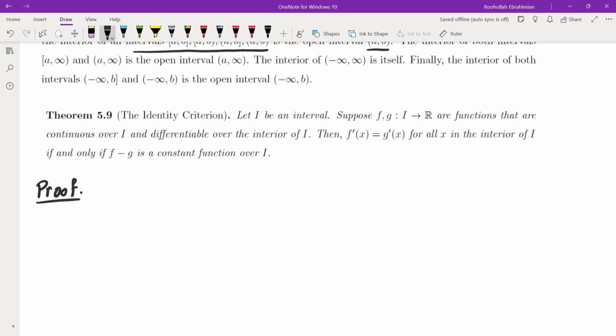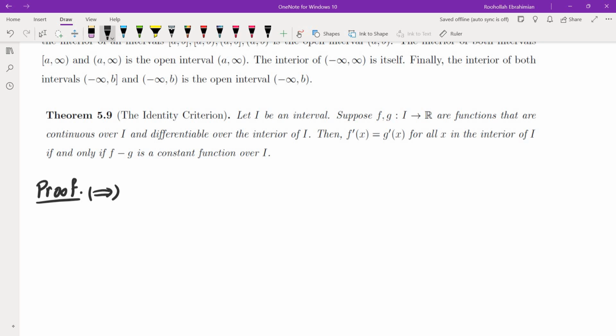Then f prime and g prime are the same if and only if f minus g is a constant. So f prime and g prime are the same only over the interior of I. We can't talk about derivatives at the endpoints. But f minus g is a constant over the entire interval. So that's something to keep in mind. Okay, so we're gonna go ahead and prove this one.